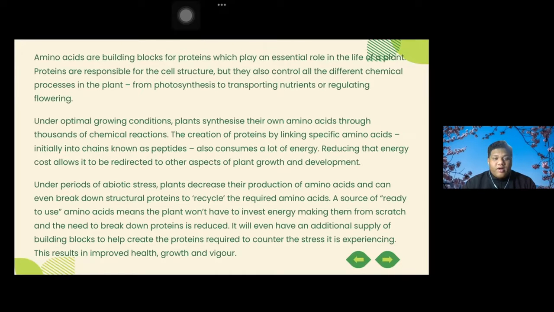Under periods of abiotic stress, plants decrease their production of amino acids and can even break down structural protein to recycle the required amino acids. A source of ready-to-use amino acids means the plant won't have to invest energy making them from scratch, and the need to break down proteins is reduced. So it will even have an additional supply of building blocks to help create the proteins required to counter the stress it's experiencing. This results in improvement of health, growth, and vigor.